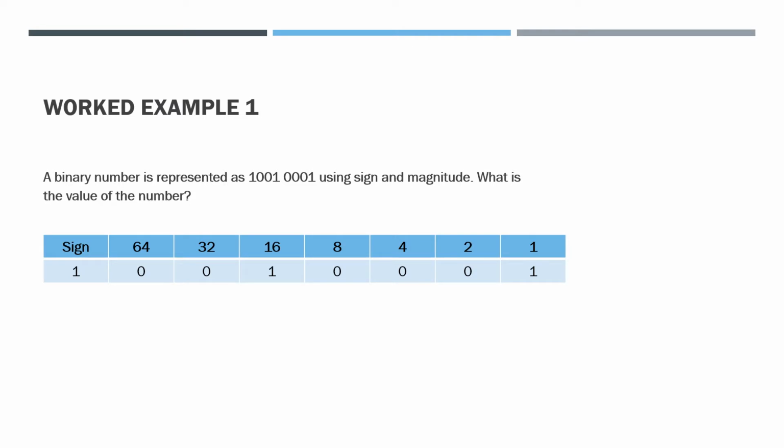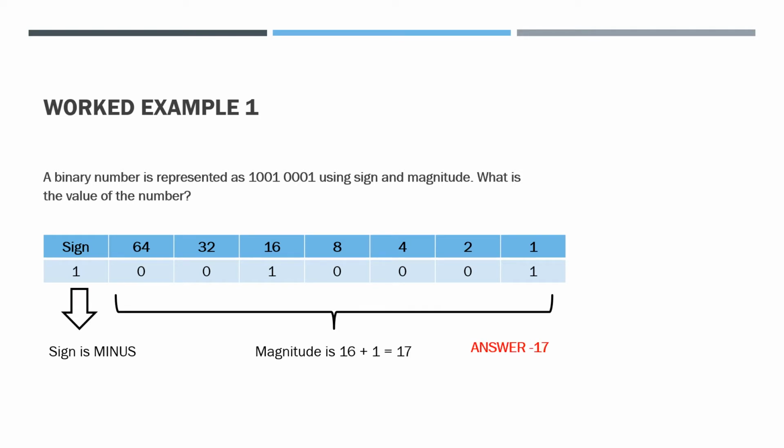Here's an example. A binary number is represented as 10010001 using sign and magnitude. What is the value of the number? Well, the first bit, the 1, represents minus. Remember, 1 is minus. And the rest of the number represents 17. It's a 16 and a 1. So the answer is minus 17.